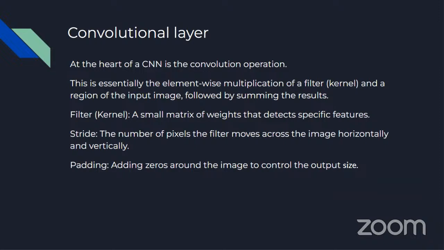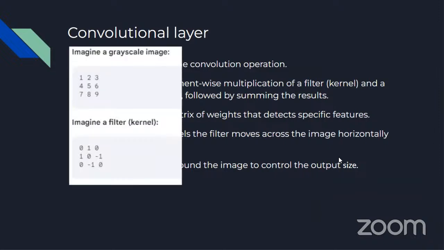I'll tell you what is stride, and padding. Sometimes, to control the output size of the image, we add extra zeros around the image at the start of the convolution process. That is known as padding, right? I will tell you what is stride.